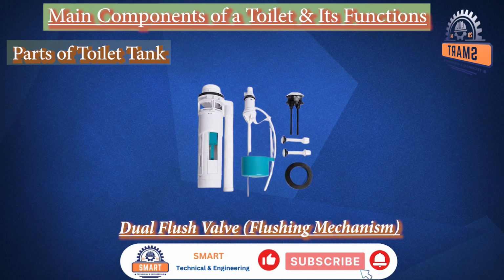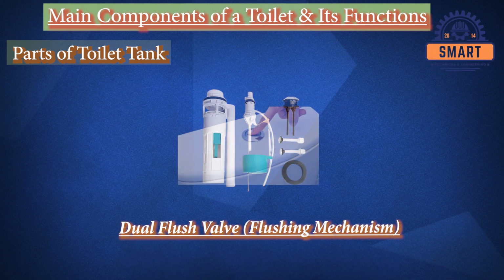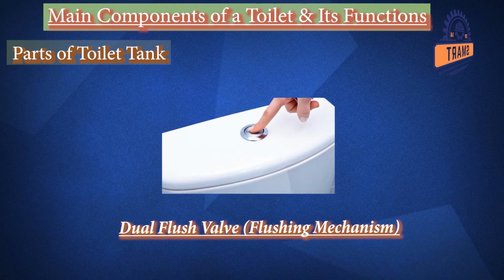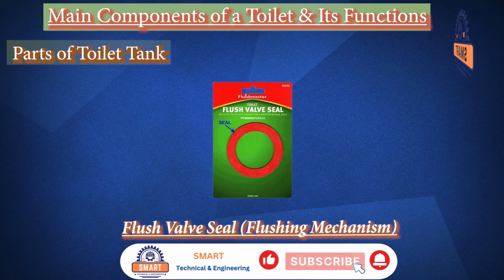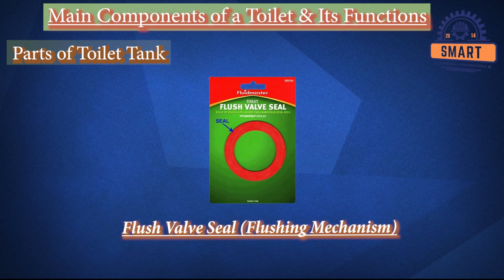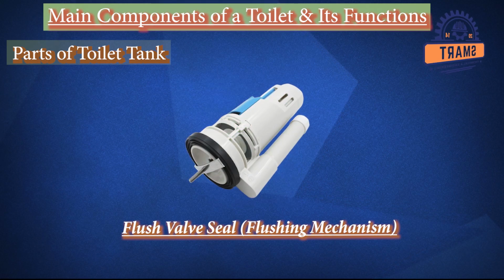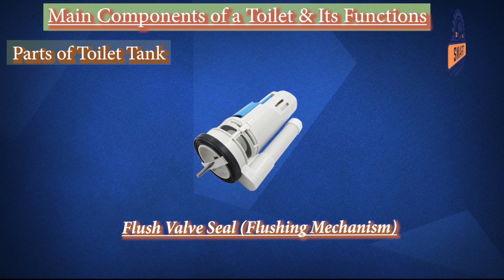Unlike traditional flappers, the dual flush valve's unique mechanism allows it to be actuated by 2 buttons to provide either a reduced flush for liquid waste or a full flush for solid waste. Flush valve seal. The flush valve seal is a rubber or silicone ring located at the base of the canister-style flush valve assembly, rather than a traditional flapper, that prevents water from leaking from the tank into the toilet bowl.